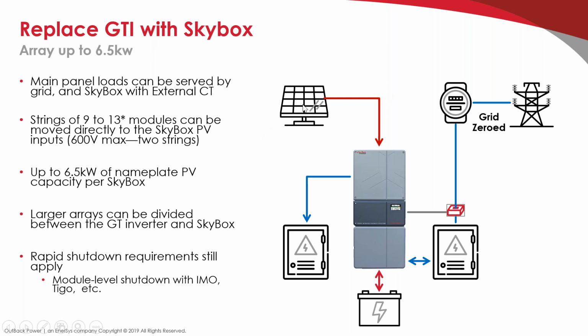With the Skybox, it can handle a 600 volt array. So if you have a 600 volt array with your grid tie inverter, you could just drop in a Skybox quite easily. You would still have to put in a backup loads panel, critical loads panel, move some of those critical loads over to the backup loads panel, drop in some batteries, and that's pretty much it. So it's a fairly easy thing to do, especially if it's an older inverter. This will allow you to still make use of an existing array.